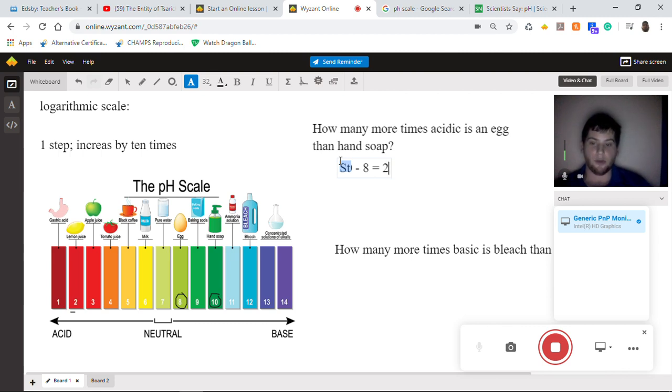Okay, so we're 2 steps away, but on a logarithmic scale, that's really 10 raised to the 2, or 10 times 10, which equals 100. So an egg is 100 times more acidic than hand soap.